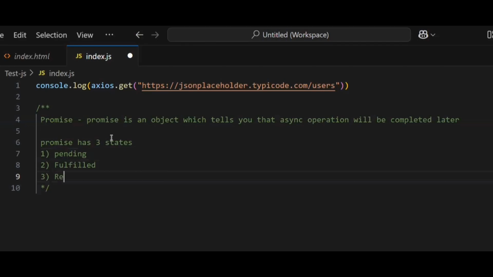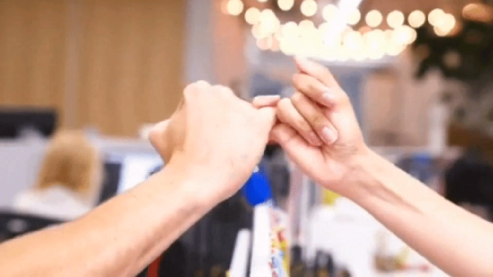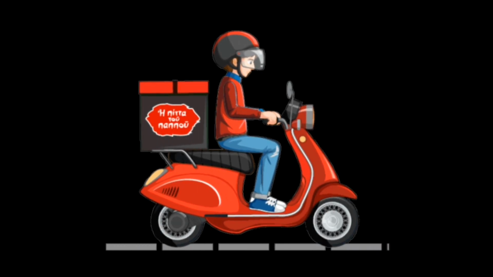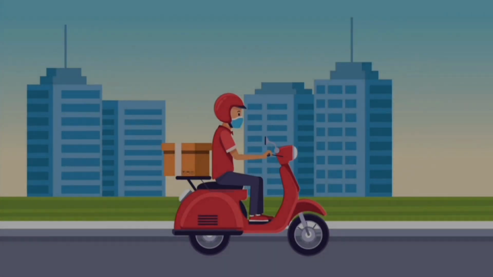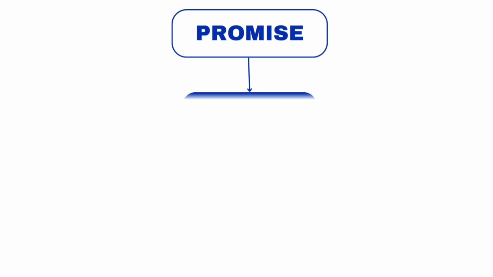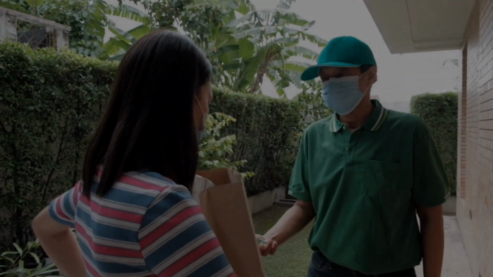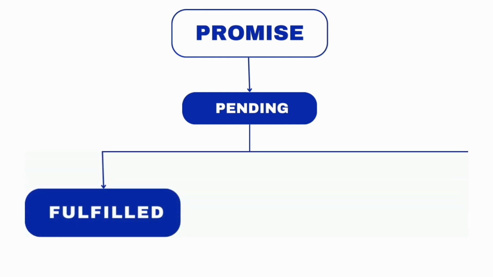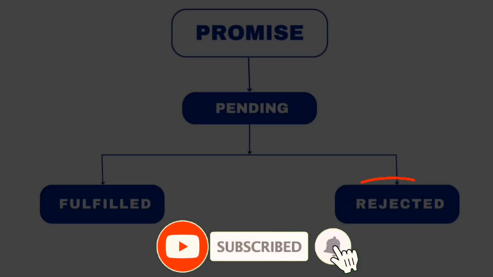Suppose when you have ordered food from Swiggy, it is a promise from their side that they will deliver you food. So now the delivery guy is going to the restaurant. The restaurant is preparing your order. The delivery guy is moving. So it means that your promise is currently in the pending state only. Once the delivery guy has delivered food to you, it means that the promise is fulfilled. And if the food did not reach you due to some issue, then you can tell that the promise is rejected.